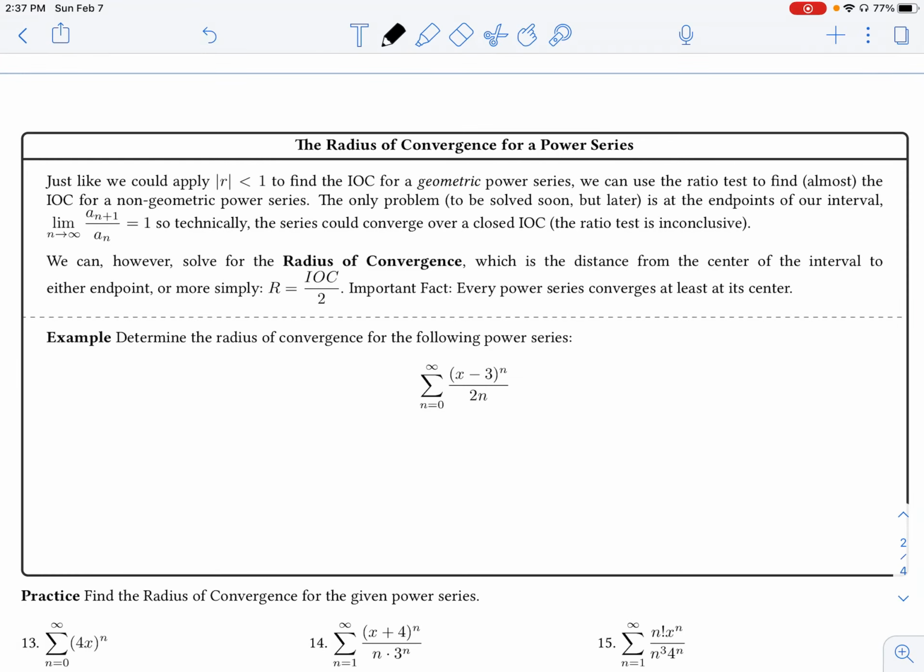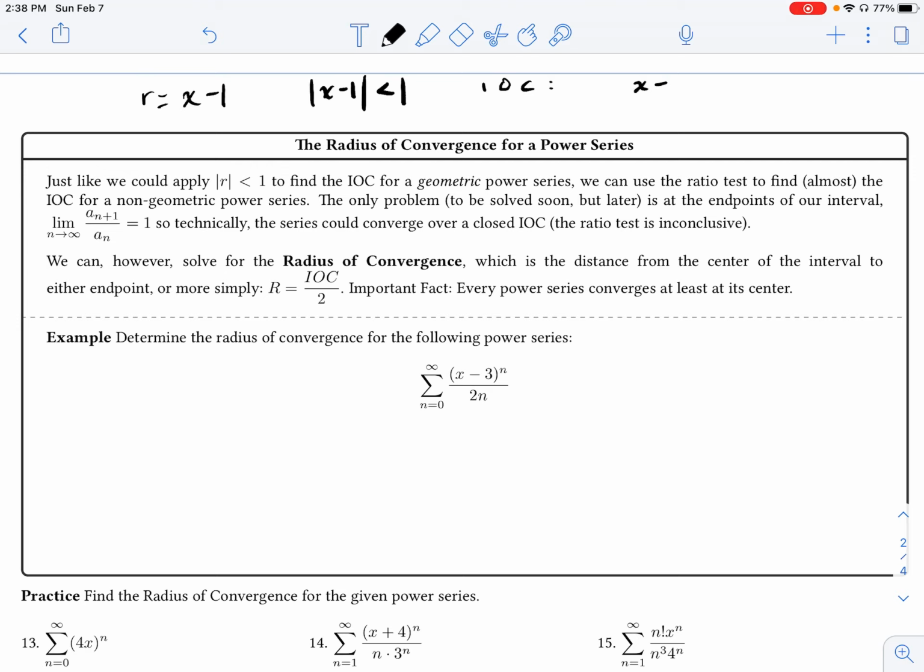Back when we talked about geometric power series, we said, okay, if we know the common ratio between subsequent terms, then we can determine the values for which that power series would converge. So for example, suppose the common ratio between terms of a geometric power series were r equal to x minus 1. When the absolute value of this ratio is less than 1, we know this series converges, which allowed us to write what we call its interval of convergence.